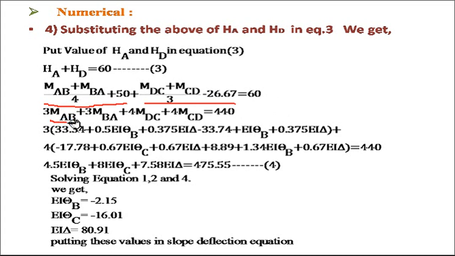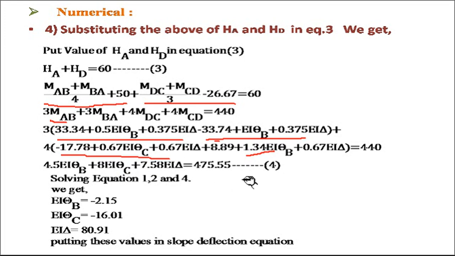Already we have found them by applying the slope deflection equation. So putting this value of MAB, then MBA, MDC and MCD. Here we have put the value of MAB and MBA, and here we have put the value of MCD and MDC. Now here again you have to collect the common terms, that is EI theta B, then EI theta C and delta.